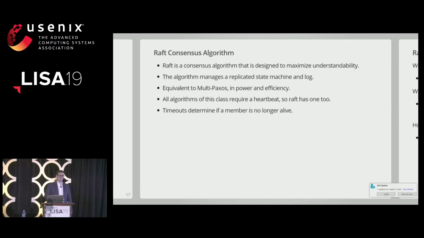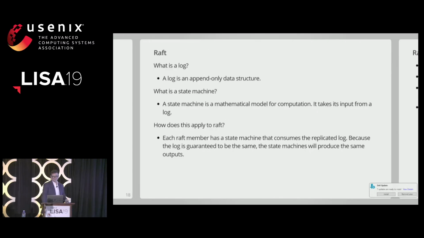So Raft, like all consensus algorithms, has a heartbeat. Every node involved in the cluster is continually sending out these heartbeats to each other. And how do you know if a Raft node is alive? Well, a timeout occurs. The other ones haven't heard from it, and then they deal with it.